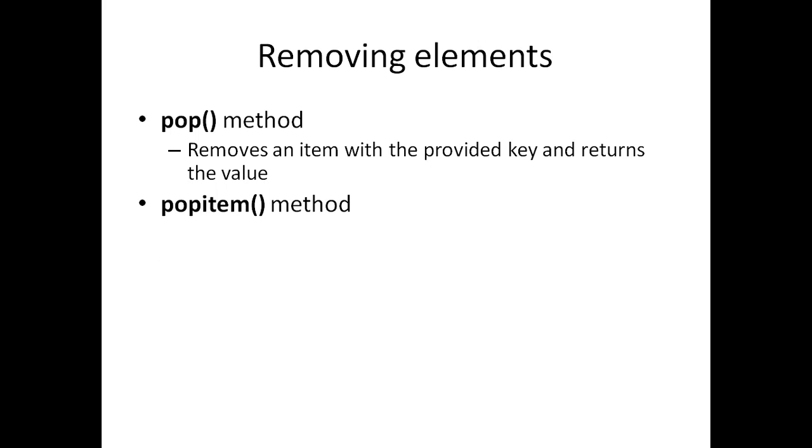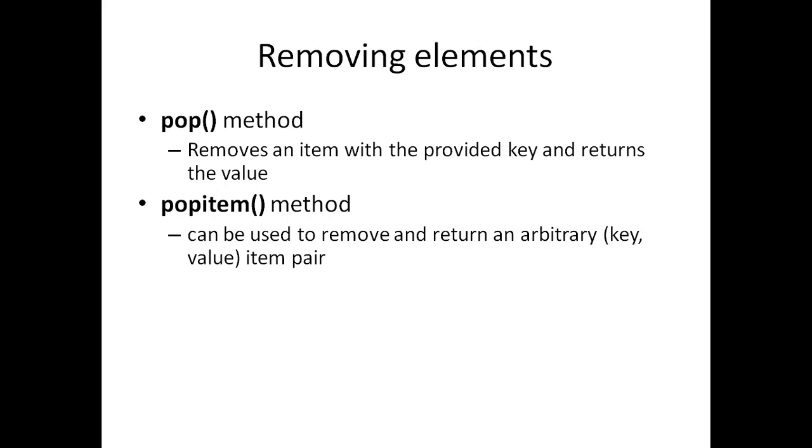Then there is the popitem method. It can be used to remove and return an arbitrary element. It can be any element. If we are using the pop method, we can provide a particular key and remove that. If we are using popitem, any arbitrary element will be removed. We cannot say whether the first element or the last element will be removed. Some arbitrary element will be removed.